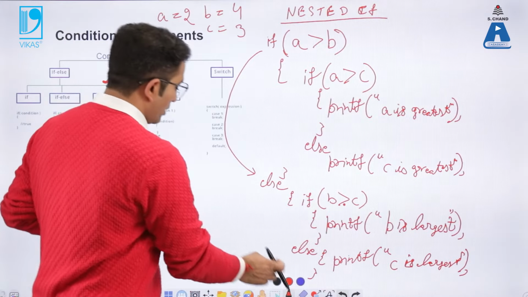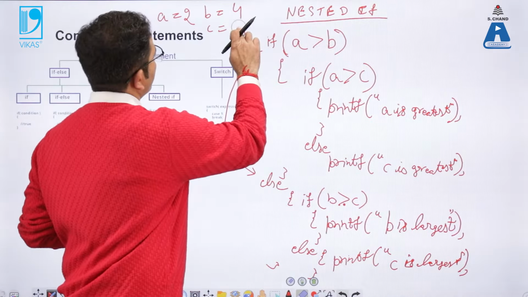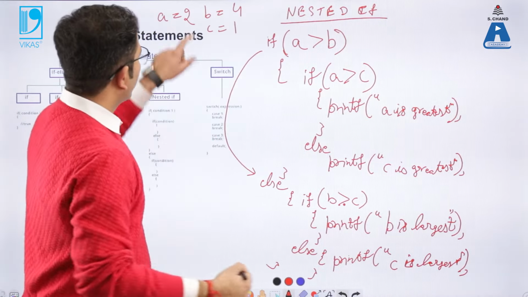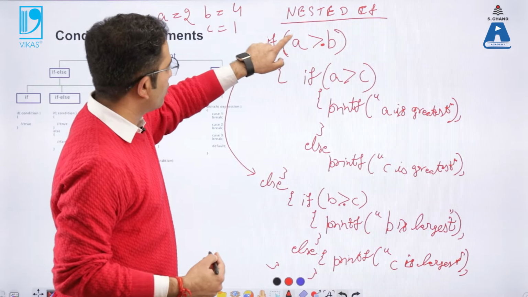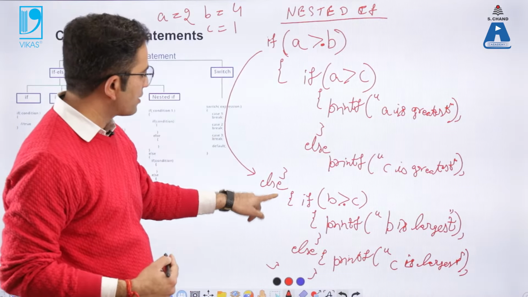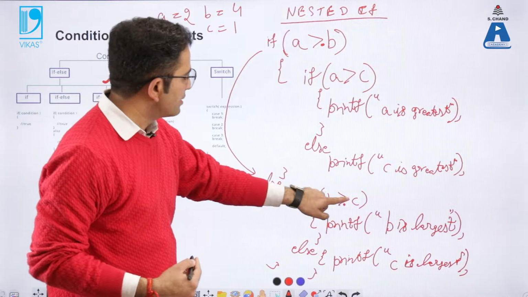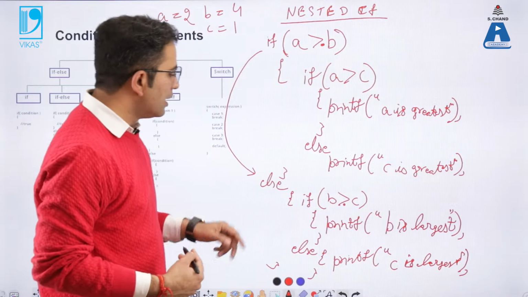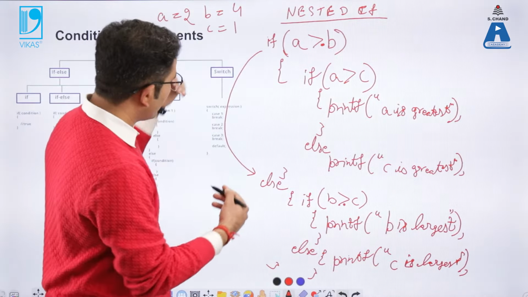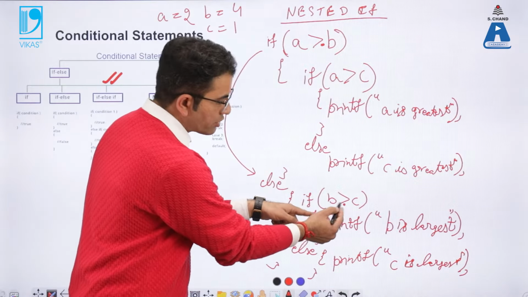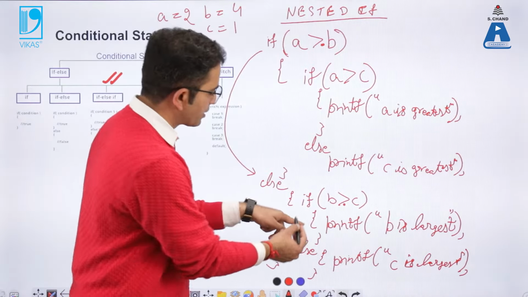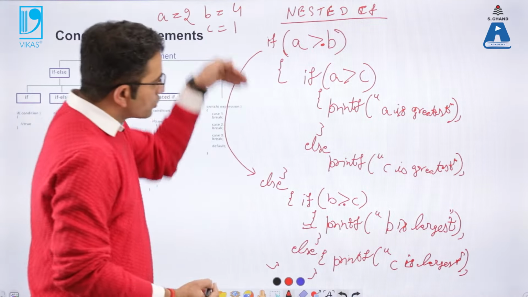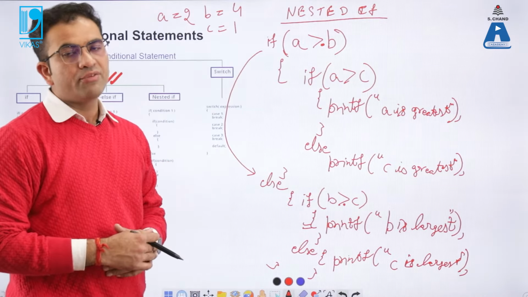Suppose the condition is the same but the value of c is 1. Again 2 is greater than 4 is false, so the control moves towards the else part. Here we check again whether b is greater than c. 4 is greater than 1, yes, the condition is true, so it prints that b is the largest. In the earlier case it skipped this condition because c was 6, so it moved directly to the else part. This is all about the nested if else statement.